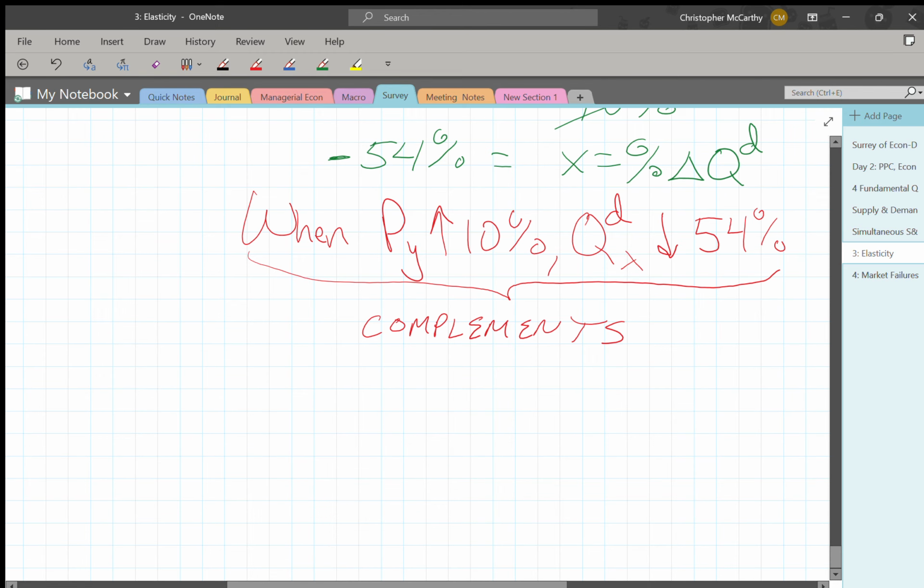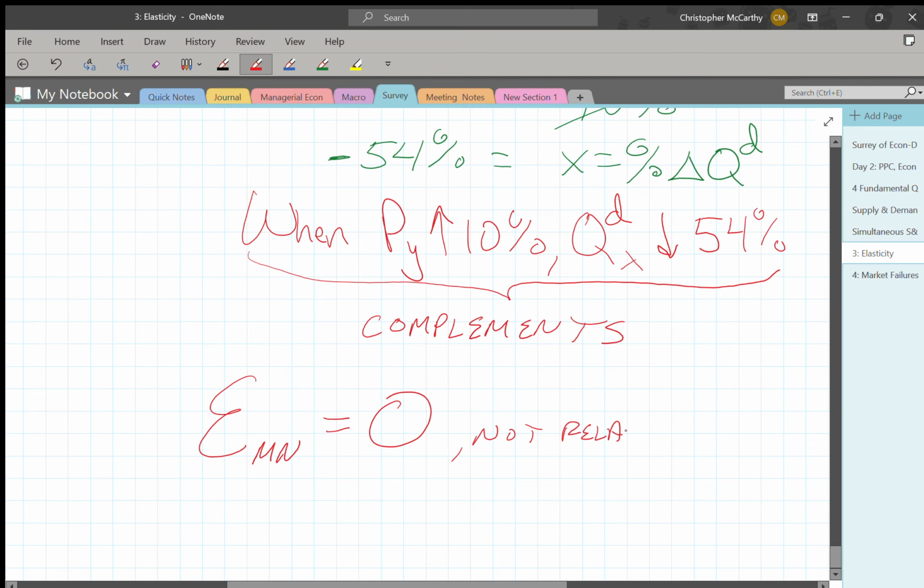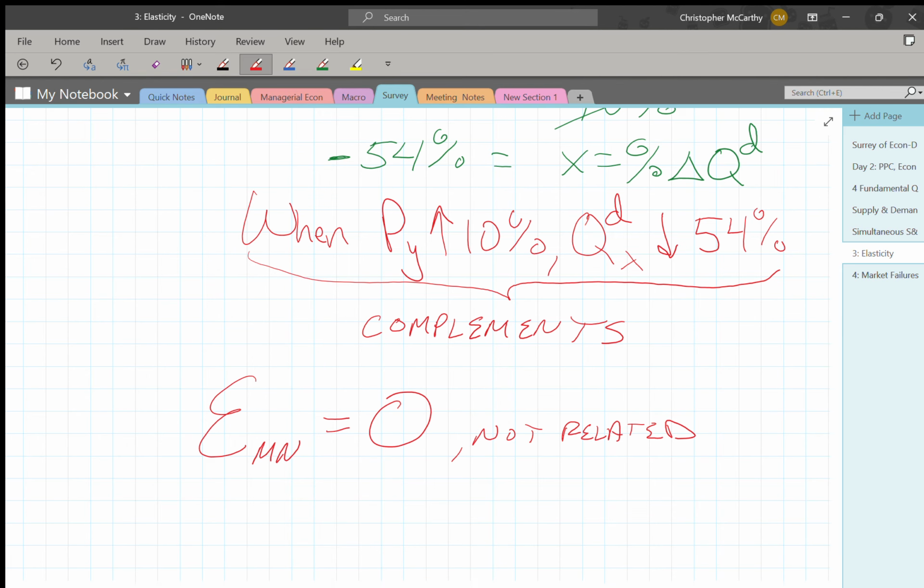So what if my cross-price elasticity between goods M and N is 0, or very close to 0? They're just not related. And there are lots of goods that are not related, right? So there are going to be some goods that we're going to calculate and they're not going to have a positive or a negative elasticity to them.